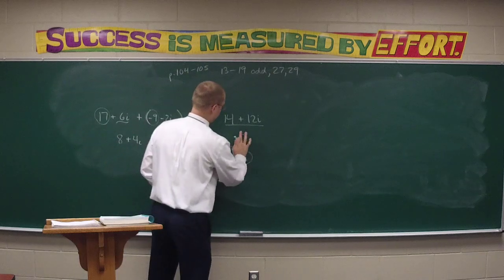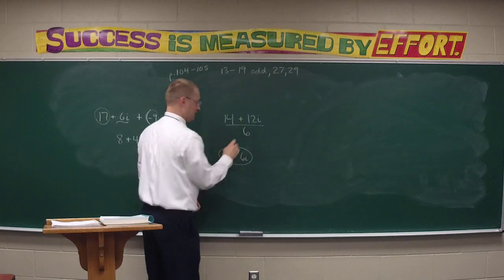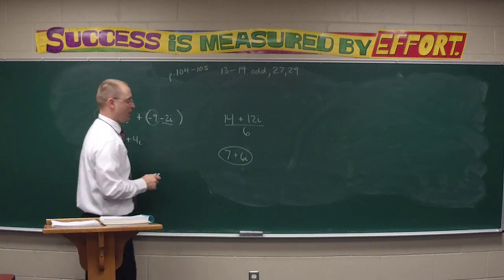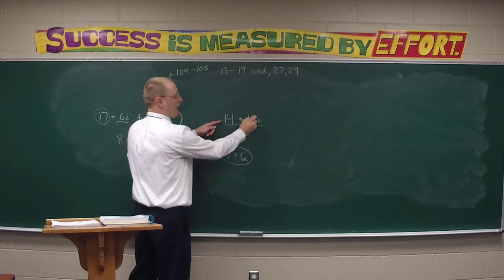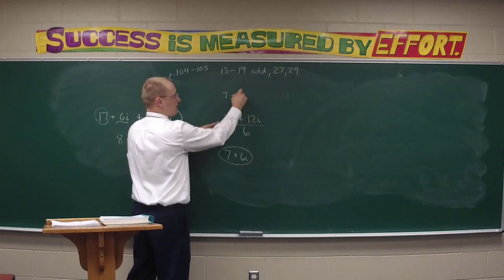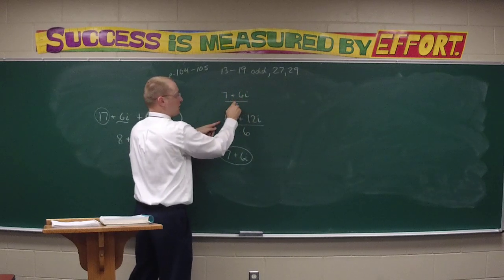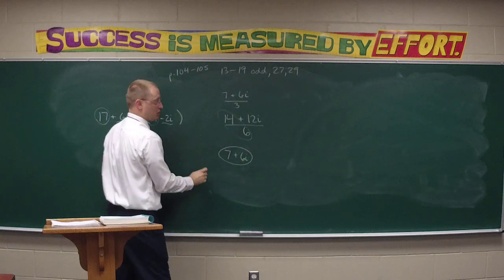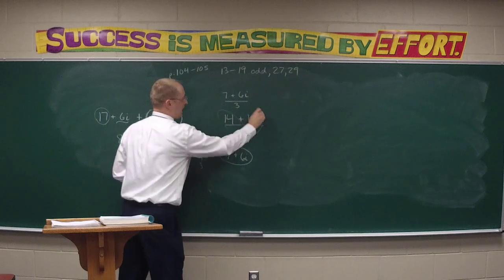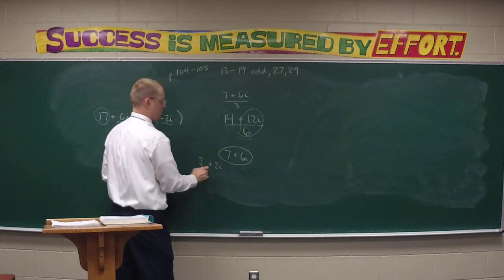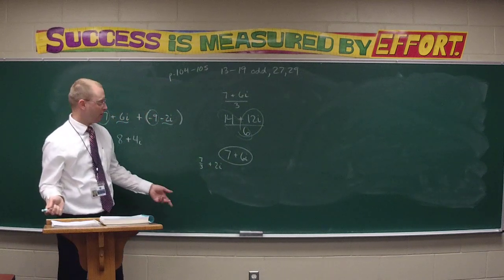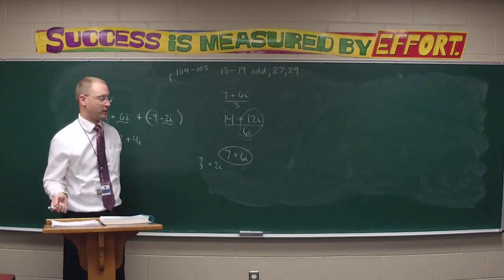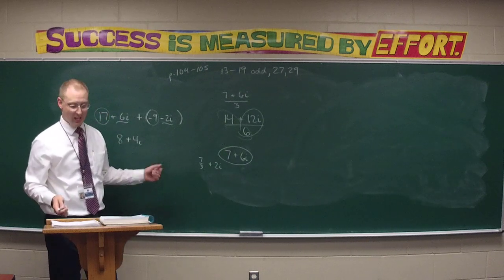What if this had been a 6? Then you could either take a 2 out of everything, or you could divide here and reduce the fraction to 7/3 and divide here to get 2i. Does that make sense? But if it's just a plain old number, you do what you would do with anything else if it was a plain old number. Questions?